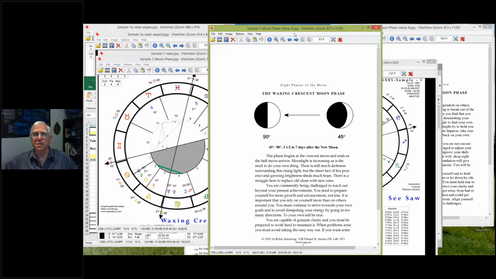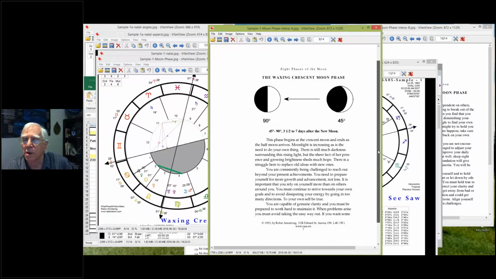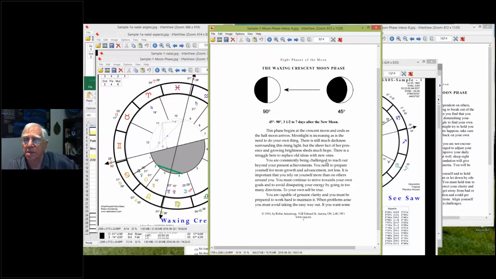This phase begins with the crescent moons and ends as the half moon arrives. Moonlight is increasing as is the need to do your own thing. There's still much darkness surrounding this rising light, but the sheer fact of her presence and a growing brightness sheds much hope. There's a struggle here to replace the old ideas with new ones. You are constantly being challenged to reach out beyond your present achievements. You need to prepare yourself for more growth and advancement, not less.